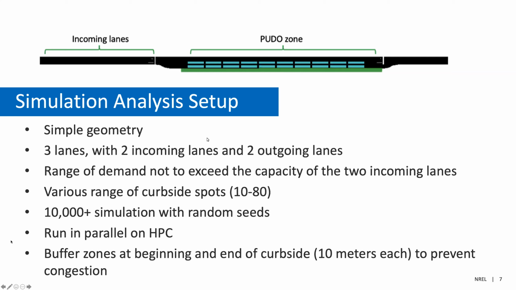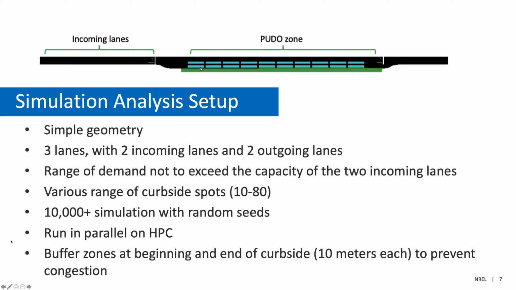And then the range of demand not to exceed the capacity of the two incoming lanes so that they can come. And we have various ranges of curbside spots. So here we set up these detectors.